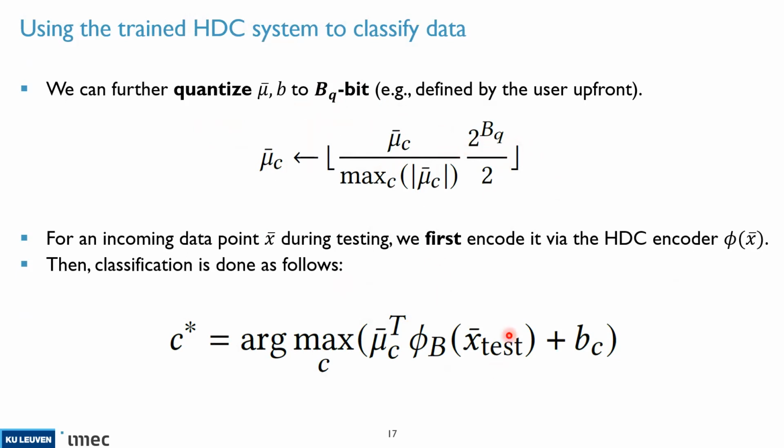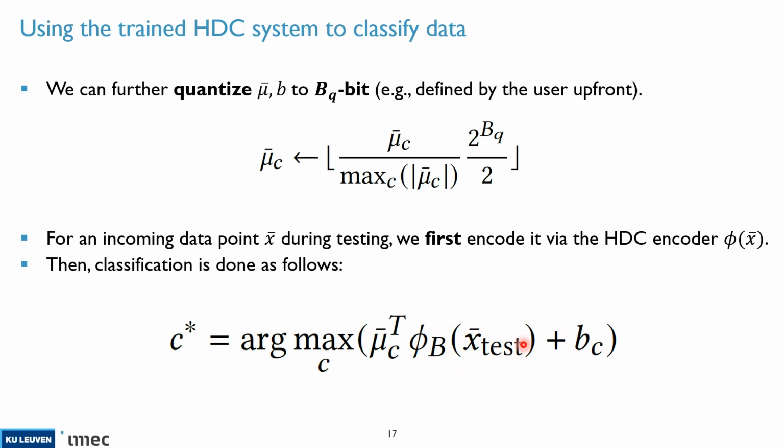And therefore, when we get, for example, a vector X test, a test vector that we want to classify, then what we do is that we first project it into the hyperspace using the HTC encoder circuit that we discussed in the first section. And then we look at its correlation by taking the inner product with the HTC prototype vector of each class C. We add the bias BC of each class C, and we choose the class that maximizes this metric. So we use a similar kind of inference strategy as in the SVM case.